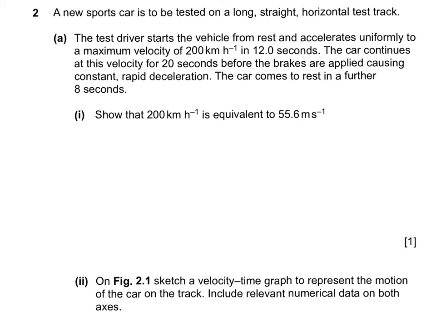Question 2. A new sports car is to be tested on a long, straight, horizontal test track. The test driver starts the vehicle from rest and accelerates uniformly to a maximum velocity of 200 kilometers per hour in 12 seconds. The car continues at this velocity for 20 seconds before the brakes are applied, causing constant rapid deceleration. The car comes to rest in a further 8 seconds. Show that 200 kilometers per hour is equivalent to 55.6 meters per second. So all you do in a case like this is you convert 200 kilometers to meters, and you convert 1 hour into seconds and divide those numbers, and you'll get what you're looking for.